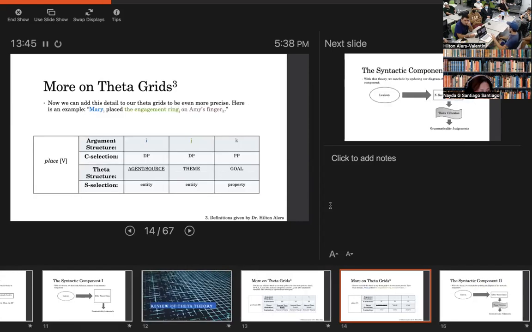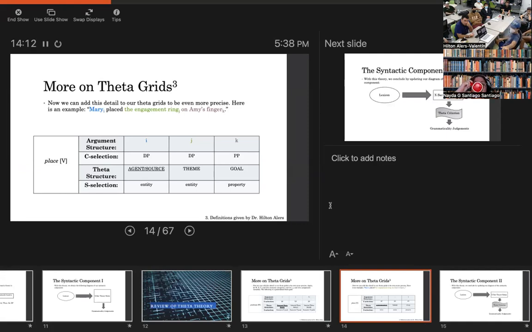To see an example of this in action, we have the sentence, Mary placed the engagement ring on Amy's finger. We have that Mary is denoted as the argument I, the engagement ring as argument J, and on Amy's finger as argument K, because place, as we've seen in the theta grid, requires 3 arguments. And so all 3 are satisfied, which is step 1 for having a grammatical structure. So all the arguments are there.